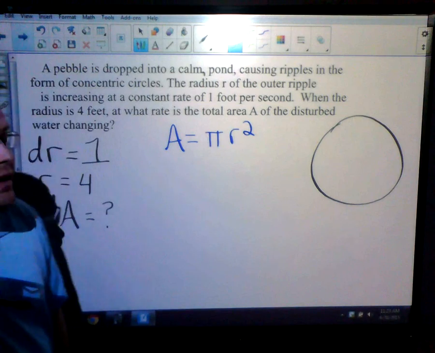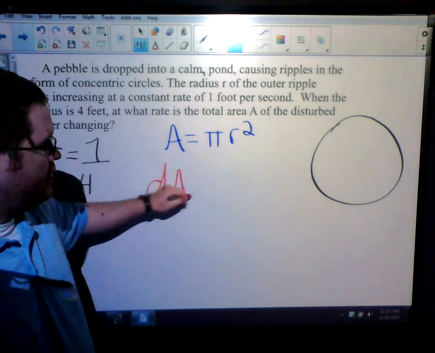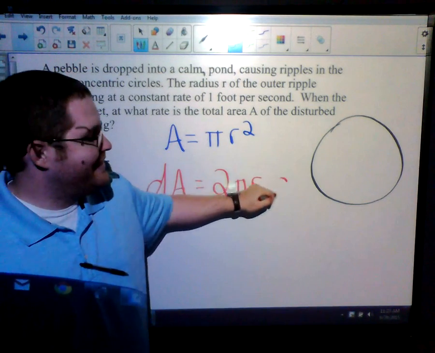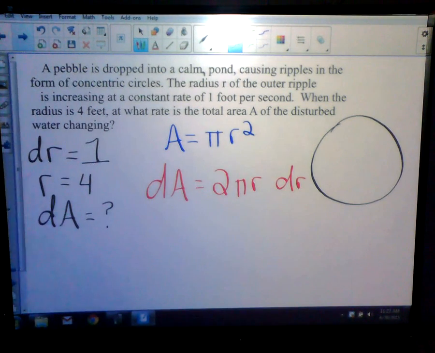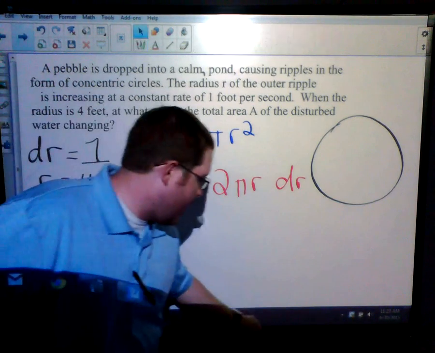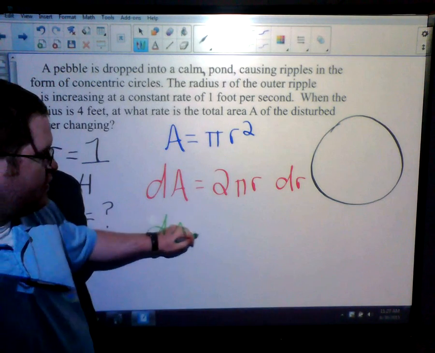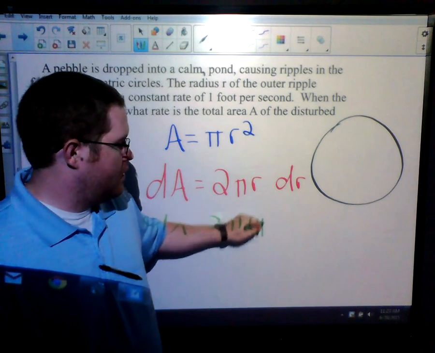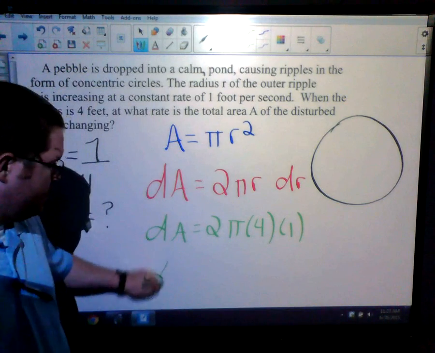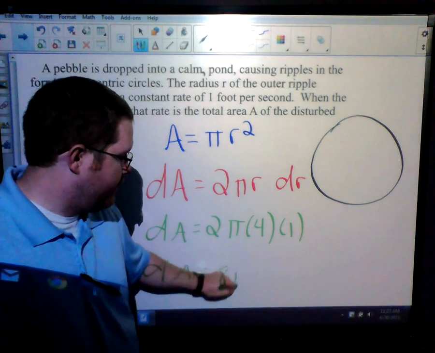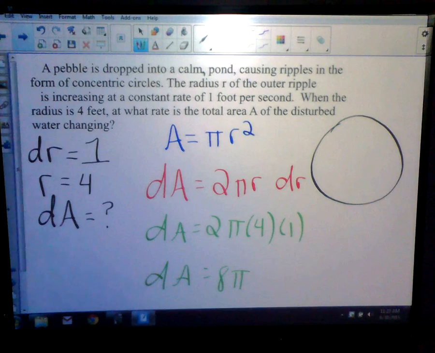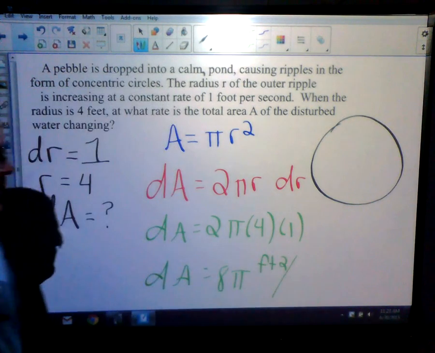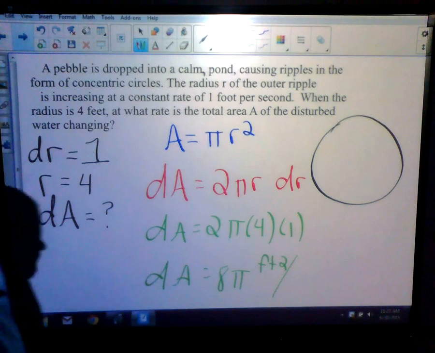I have everything I need. Let's take the derivative. What's the derivative of pi r squared? It's 2 pi r dr. Plug in what you know. I know that dA is equal to 2 pi. R was 4. dr was 1. So dA is equal to 8 pi. Now let's get our units right. It's feet, but it's area, so it's square feet. It's d, so it's per second.